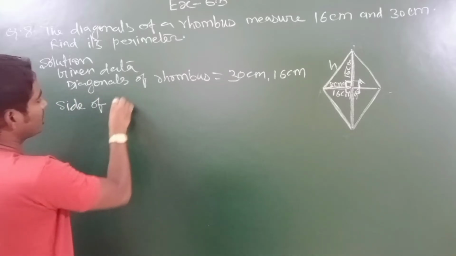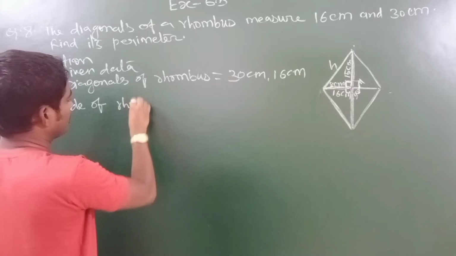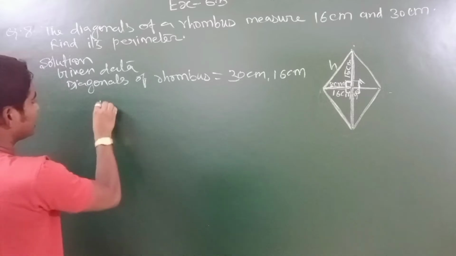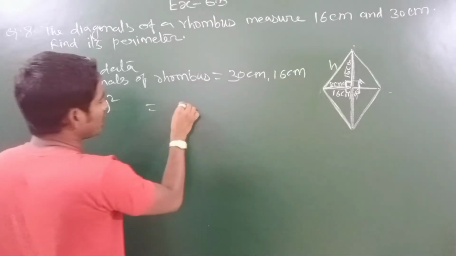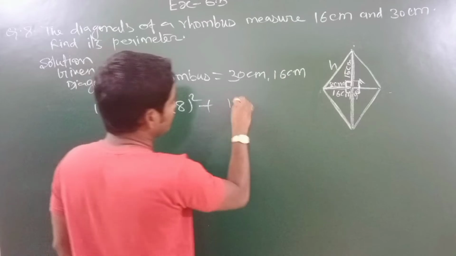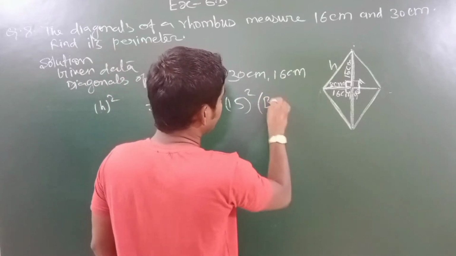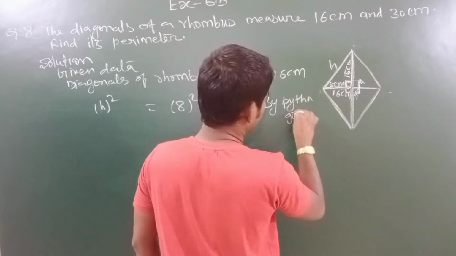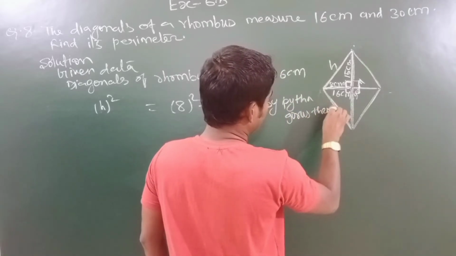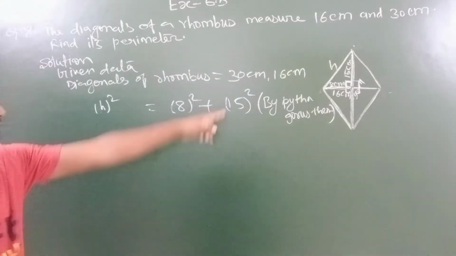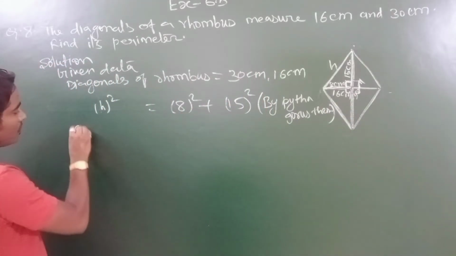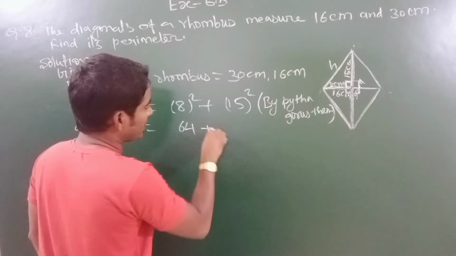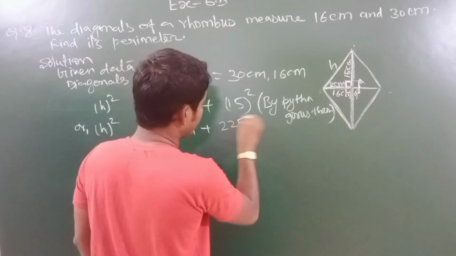So the side of the rhombus is equal to h. Write here h square, what we have supposed. So h square will be equal to 8 square plus 15 square, by Pythagoras theorem. Now here we will calculate h square, students. h square is equal to 8 eights are 64 plus 15 fifteens are 225.